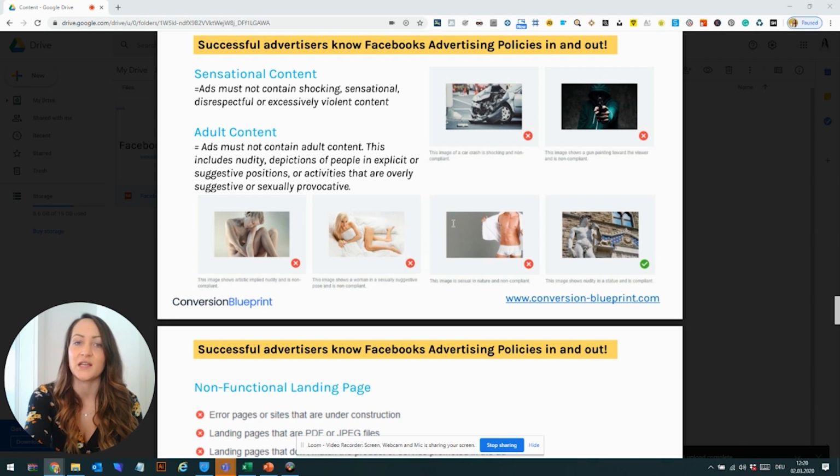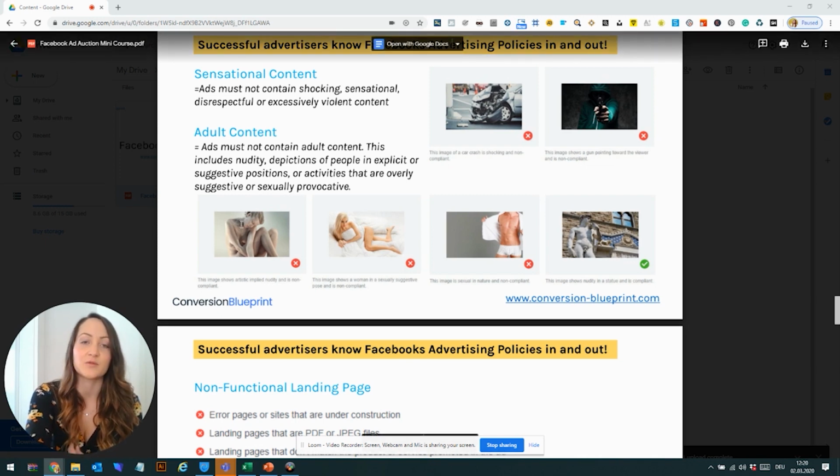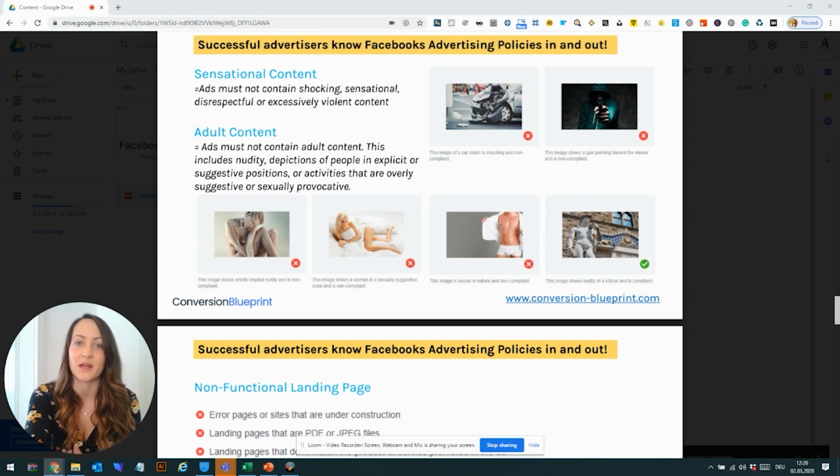Then we have adult content. So the ads must not contain adult content. This includes nudity, people in explicit or suggestive positions, or activity that is overly suggestive or sexually provocative. And this even goes so far that artistic pictures are also not allowed. So this image shows artistic implied nudity, and it is not compliant. This ad is not conformed with Facebook advertising policies. This ad would also not be approved. Also, this ad would not be approved. The only thing that is okay is, for example, here, this ad shows nudity in a statue, and this would be compliant with Facebook's ad policy.